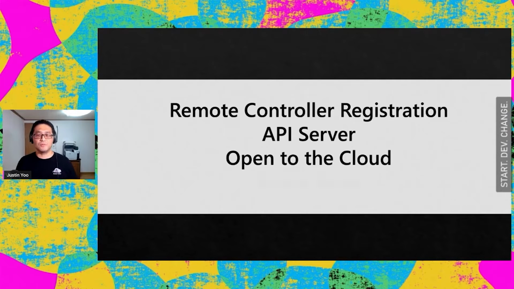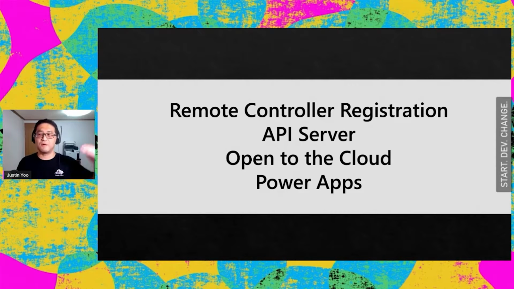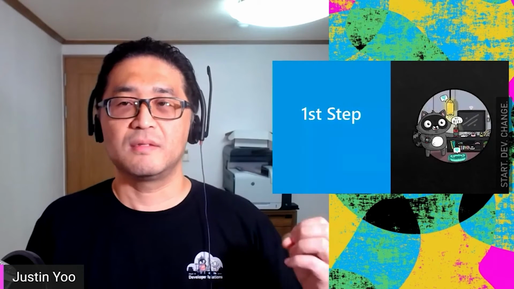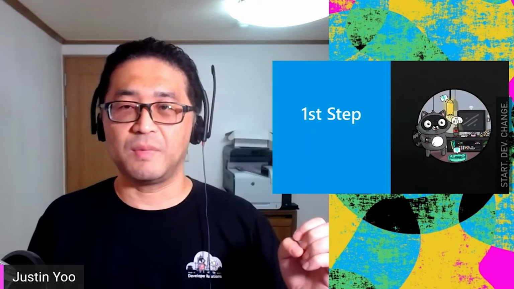In order to turn my Power Apps into a remote controller, I had to follow these 4 steps. The first one, remote controller registration, then build an API server, then open to the cloud, then finally build the Power Apps. The hardest part was, of course, the hardware part.